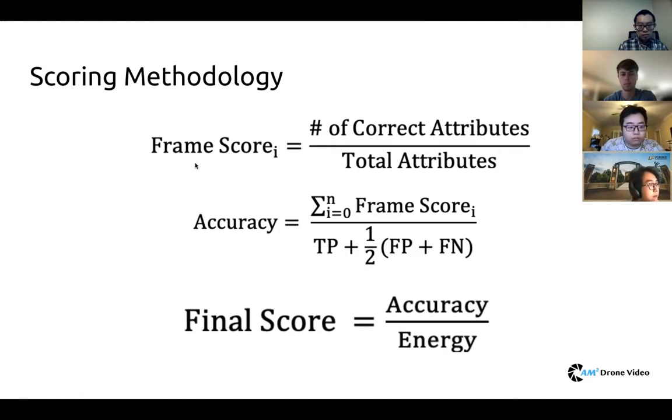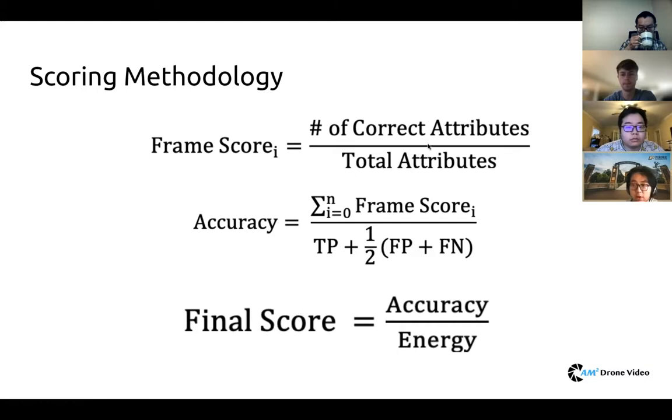The frame score is basically how many correct attributes over all attributes. One attribute is a ball-person pair. For example, if there are 5 balls in the video, then the total attributes will be 5. If 3 ball-person pairs are correct, so if 3 persons are holding the correct ball in the submitted answer, then you'll get 3/5 for that specific frame.